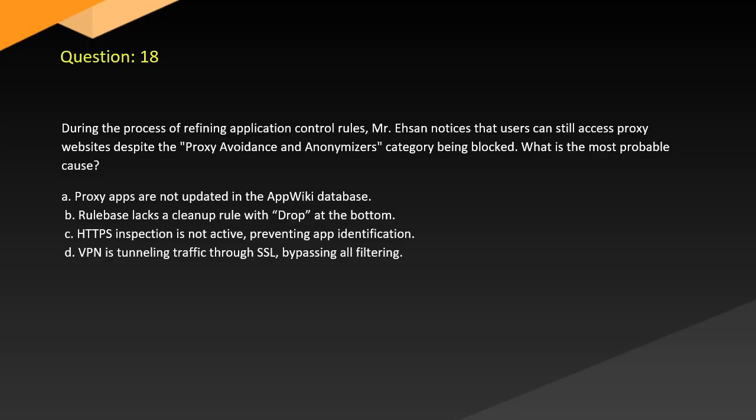A. Proxy apps are not updated in the AppWiki database. B. Rule base lacks a cleanup rule with a drop at the bottom. C. HTTPS inspection is not active, preventing app identification. D. The VPN is tunneling traffic through SSL, bypassing all filtering.